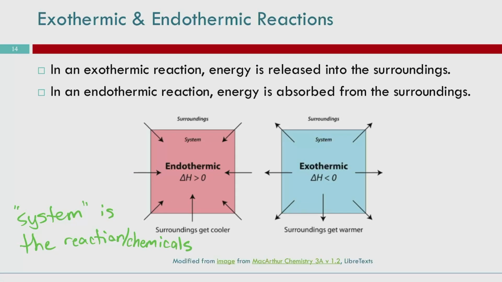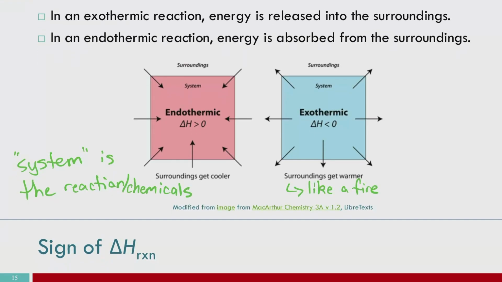And what that means for the surroundings is in an exothermic reaction, the surroundings get warmer. So like a fire would be an example of an exothermic reaction. You're doing a chemical reaction that produces heat. An endothermic reaction will make the surroundings get colder. It'll feel cold to the touch. That's because the system, the chemicals, are absorbing energy.